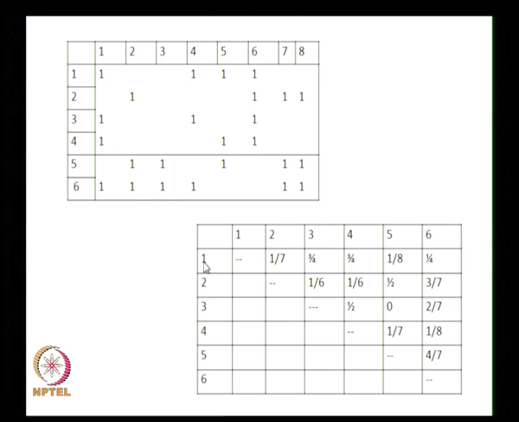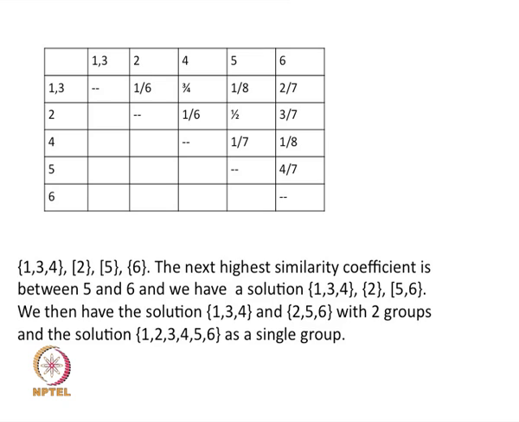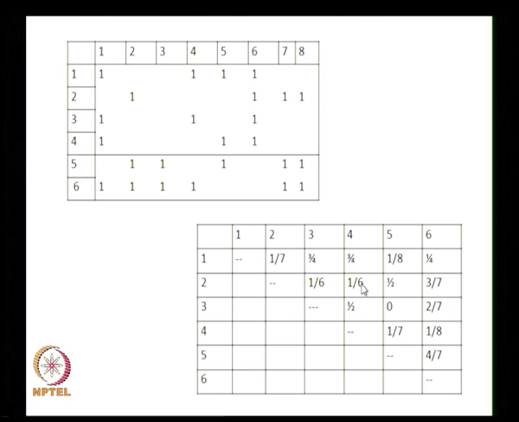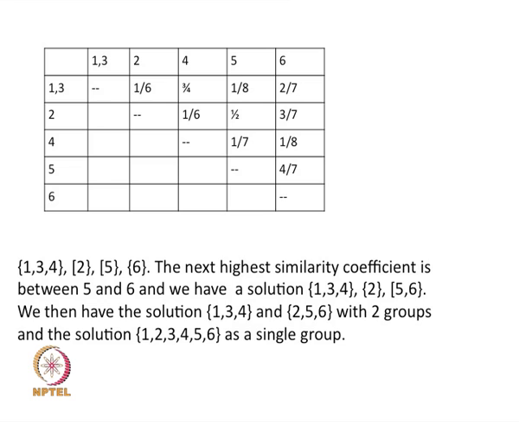Similarly, 1 to 6 is 1 by 4, 3 to 6 is 2 by 7, and 1 by 4, which is bigger than 2 by 7, is taken. Now, the rest of them are easy. 2 to 4 is 1 by 6, that comes from the same matrix. So, we now have a 5 by 5 matrix, and then we look at which is the maximum similarity. Now, you realize that 3 by 4 is the maximum similarity.